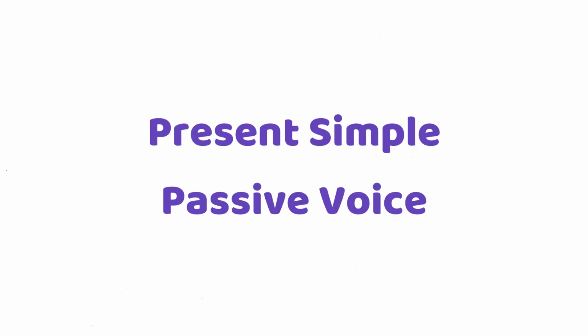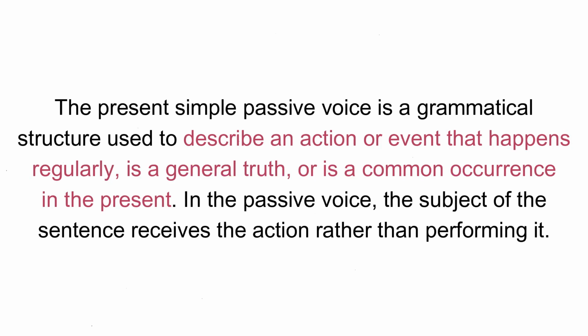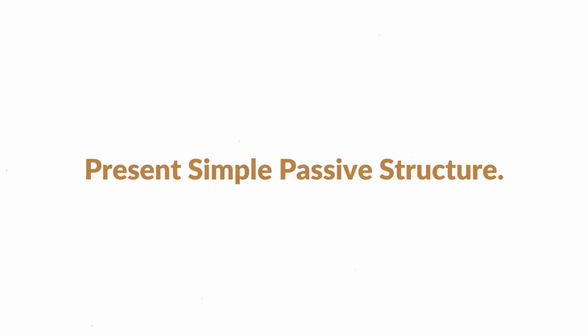Present simple passive. In the story you heard, my birthday is celebrated every year without fail. The present simple passive voice is a grammatical structure used to describe an action or event that happens regularly, is a general truth, or is a common occurrence in the present. In the passive voice, the subject of the sentence receives the action rather than performing it. Present simple passive structure.